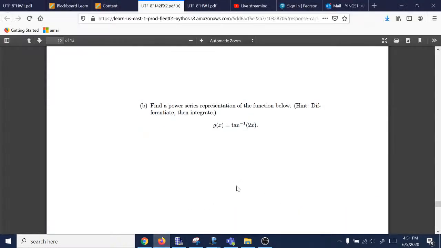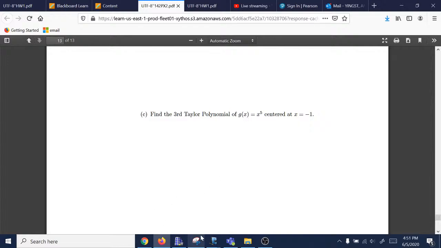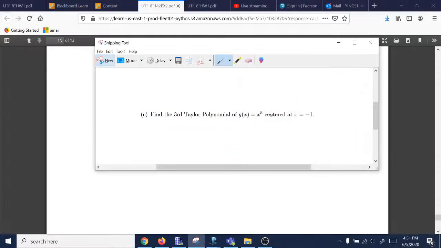That's a thing. Find the third Taylor polynomial of this, centered at this point. This is weird, that thing's already a polynomial. Usually I want to find Taylor series of things that aren't polynomials. That's the interesting case.